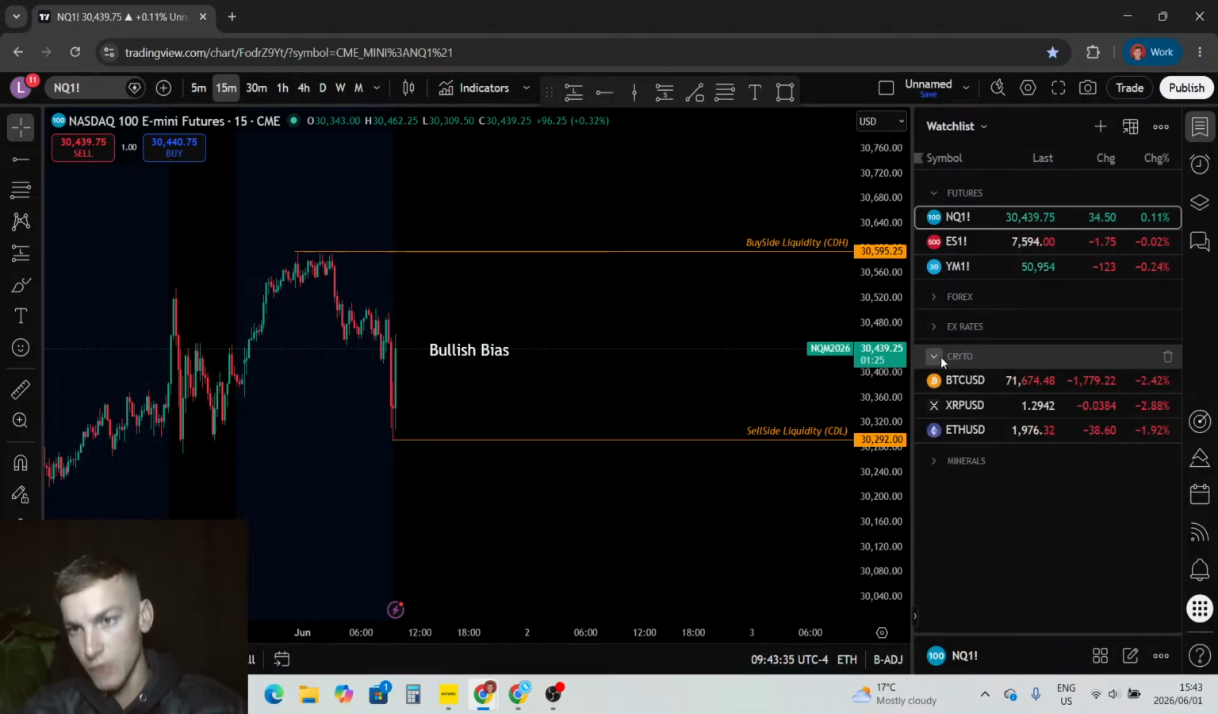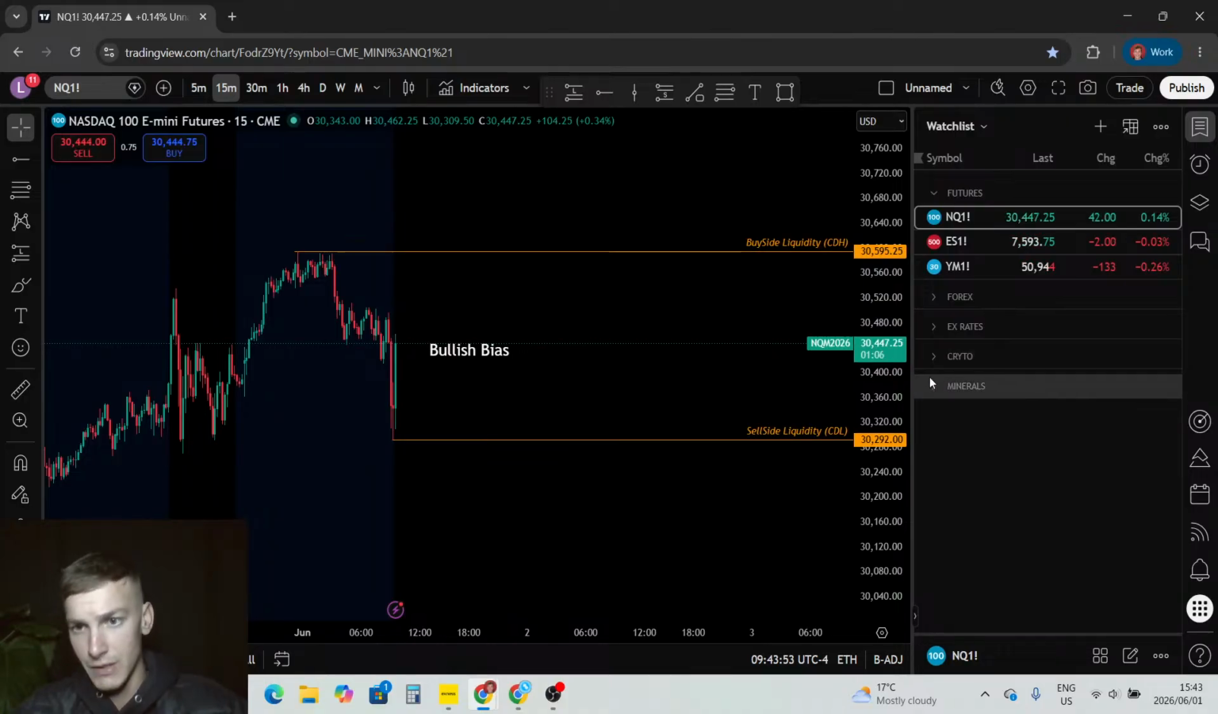Then we'll shift over to cryptocurrencies. We're looking at Bitcoin currently trading at 71k. We have Ripple at 1.2k USD. Correct me if I'm wrong, I'm not too sourced up with the cryptos. I don't exactly focus on them at all. Then we have Ethereum currently trading at 1.9k USD.